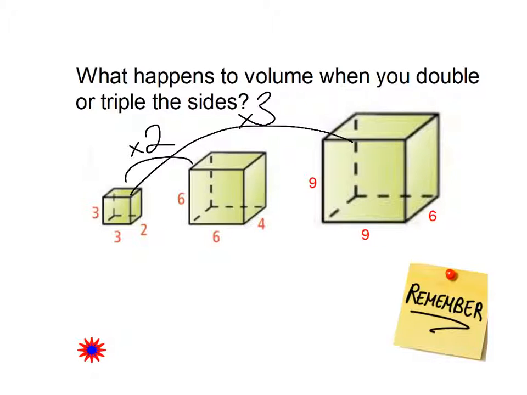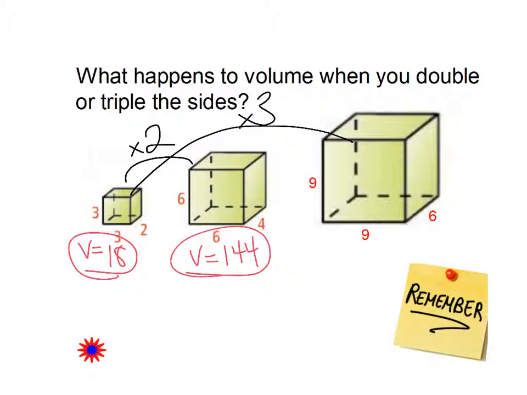The volume of this one is the area of the base times the height. So it's going to be 2 times 3 times 3. Well, that would end up being 18. Okay, so let's remember the volume is 18. Here, the volume would be 6 times 4 times 6, which is 144. Now here's the thing. We just doubled the size, but that definitely did not just double the volume. That's way more than doubling the volume.